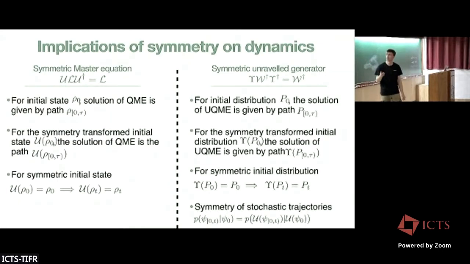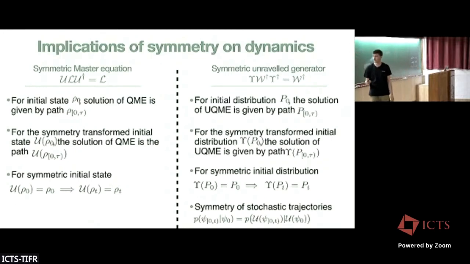So we have some initial distribution, and the solution of the unraveled master equation is given by this distribution path in time. And then if we consider the symmetry transformed initial distribution, the solution is just given by the symmetry transform of this initial distribution. And again, if we have a symmetric distribution to begin with, we'll be symmetric for all time. But this also has some implication on the trajectories, the stochastic trajectories, which is that the probability of some path given an initial state is equal to the probability of the symmetry transform of this path conditioned on the symmetry transform of the initial state. And so crucially, if we have, again, a symmetric initial state, then you can see that what happens is the probability of this path is just equal to the probability of the symmetry transformed path. So under the symmetry, our ensemble trajectories just map onto each other. So the whole ensemble is invariant under the application of the symmetry, so long as we have this condition up here.